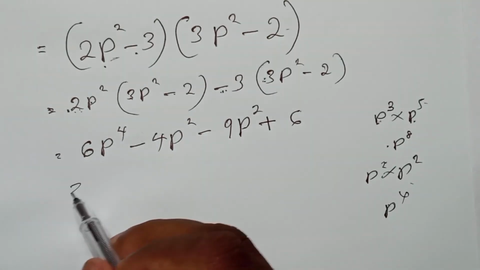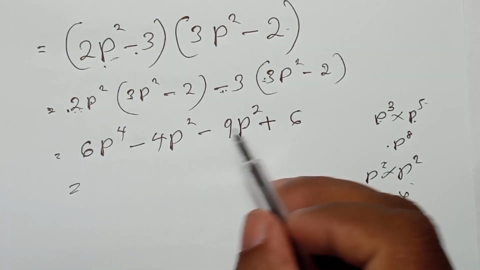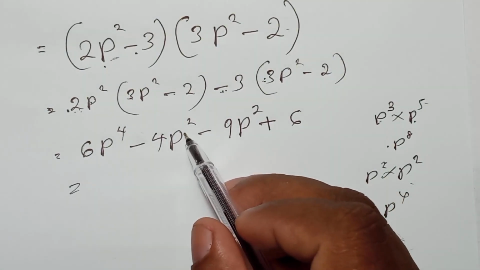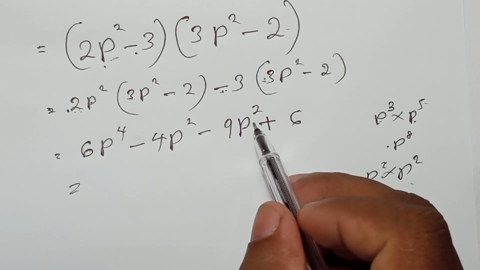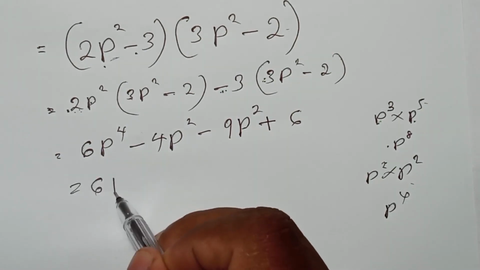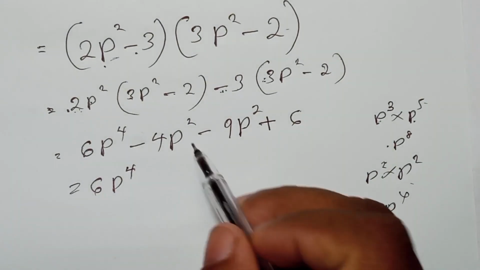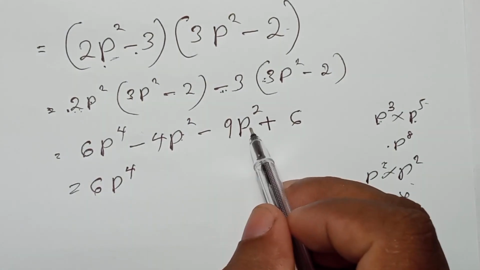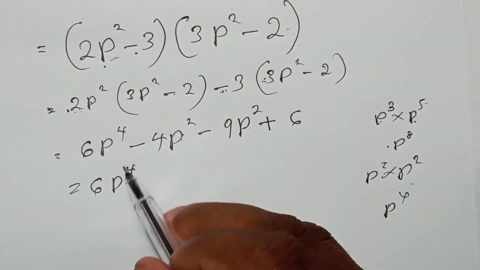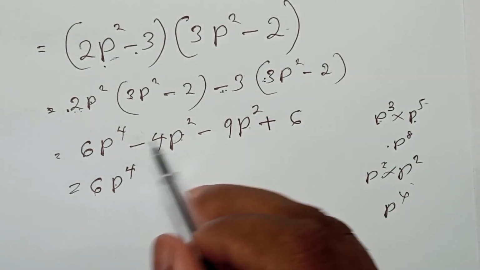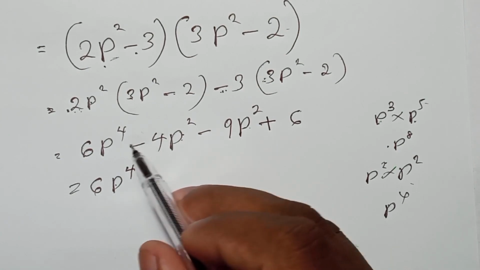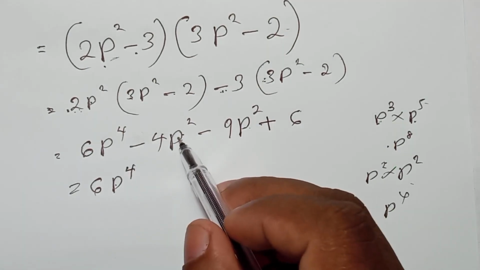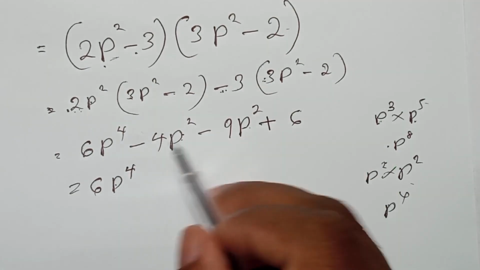Okay, now when you have this, here you have like terms, like terms means the same. Here p square and p square, so here 6p to the power 4, and these two are like terms because p square and p square. But here we have p to the power 4, so that is not a like term. Here p to the power 2, here p to the power 2, so these are like terms.